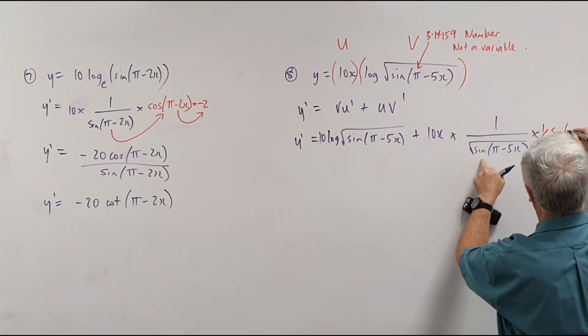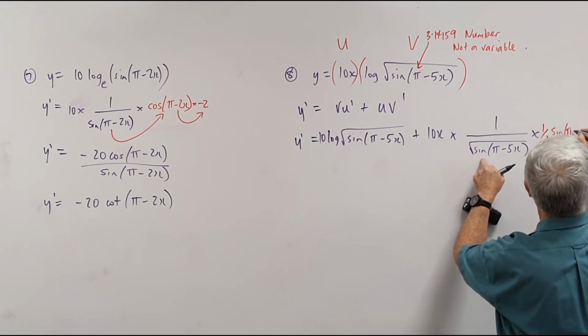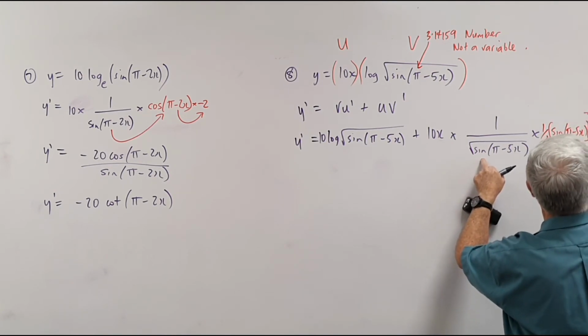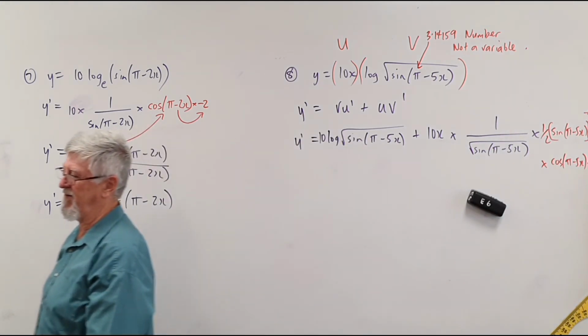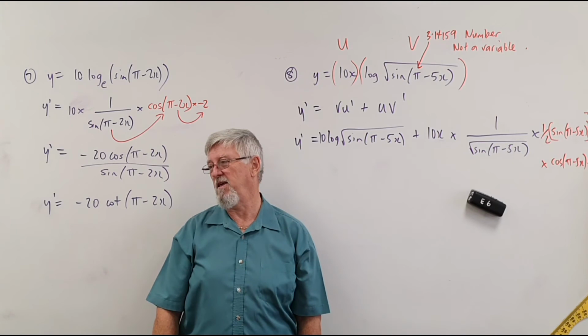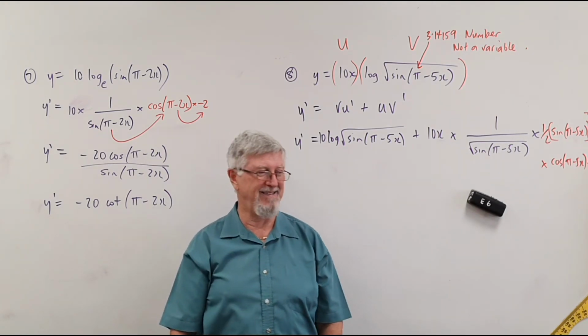Half of all of that. Square brackets raised to the power of minus a half. Then we times the whole thing by the cos of pi minus 5x times by the minus 5. Ah, my goodness. I don't want you to know that one. You shouldn't know this. That was a stupid creation, okay?